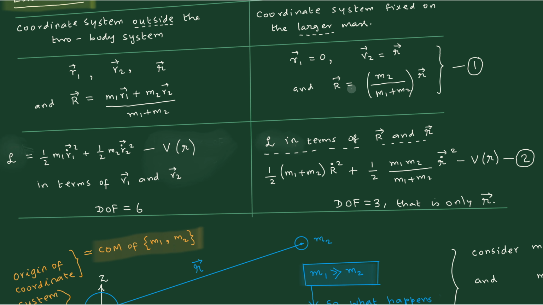Equal means equated. If I know the script R, I can calculate capital R. Or if I know capital R, I can calculate script R. Therefore, you don't require 3 plus 3, but instead you need only 3 of them. And the conclusion at the end of the last class was that it is sufficient to have 3 degrees of freedom for a two-body problem.